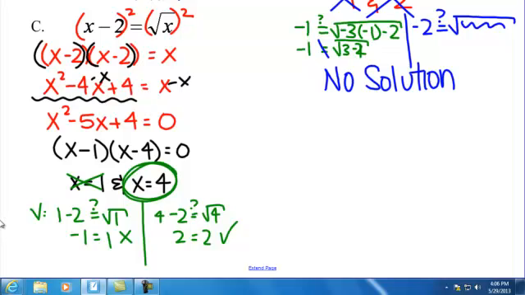I found two answers that work in the factored form, 1 and 4. And when I checked 1 out, I ended up with -1 equals 1. And since that's not true, we cannot include 1 in our final answer. But 4 works. So we have one solution that works.